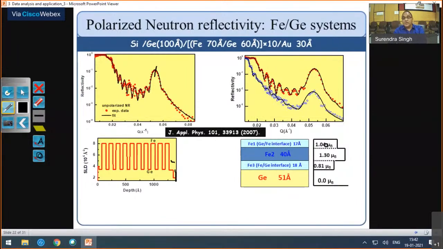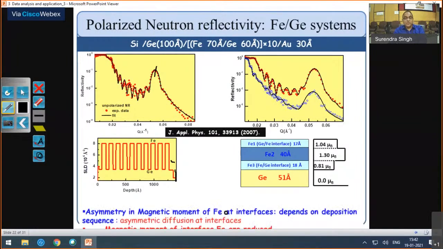So we found a detailed depth dependent magnetization of this iron layer from this polarized reflectivity, which otherwise is not possible to find out from other techniques.